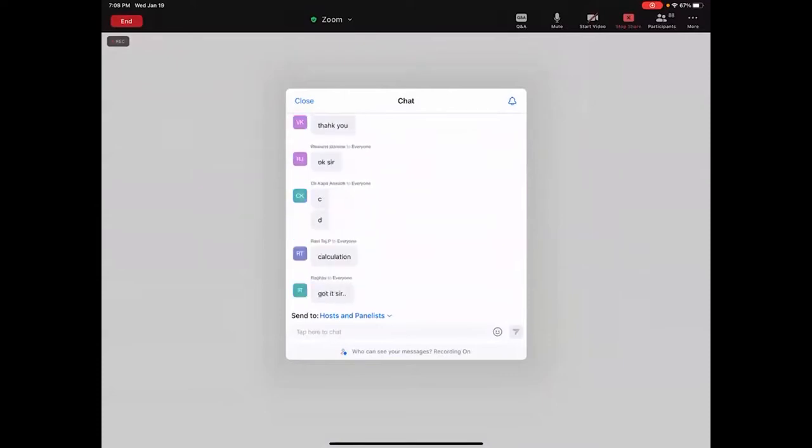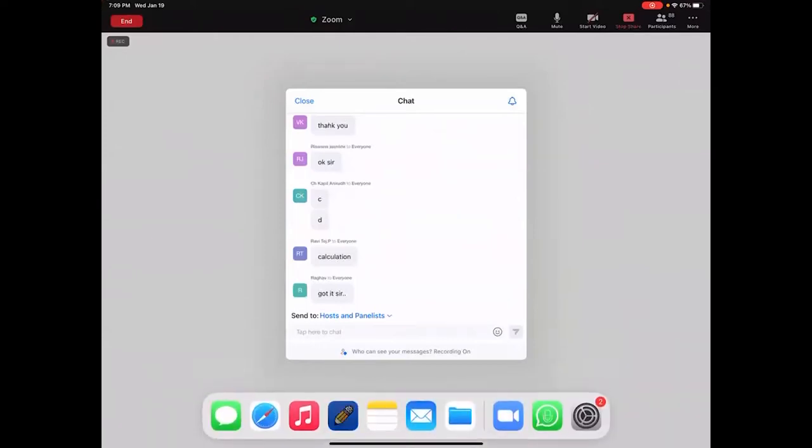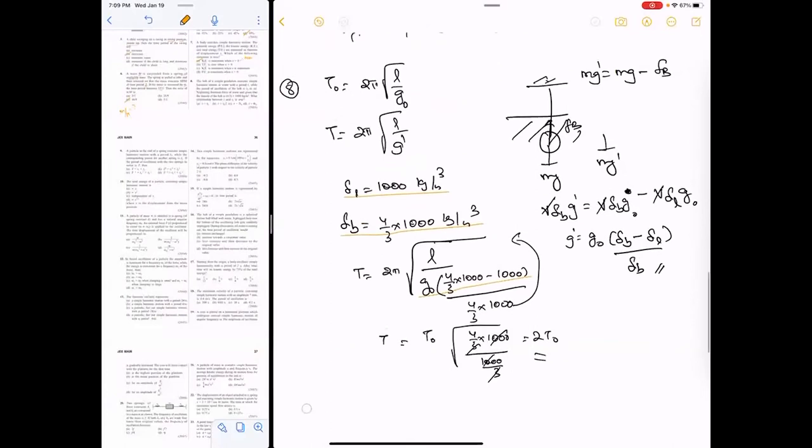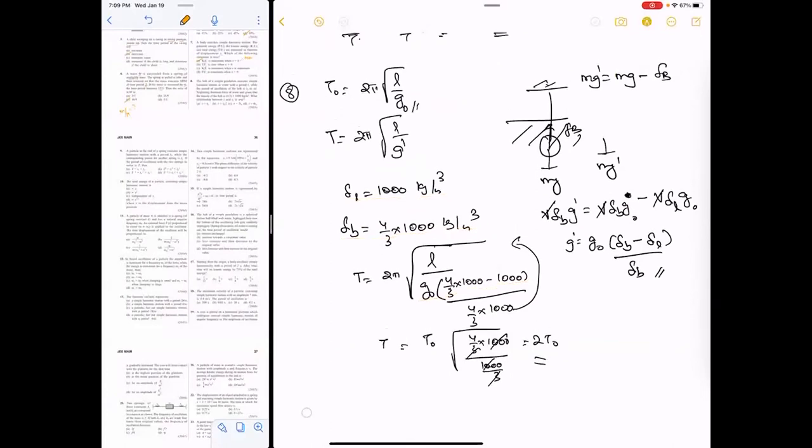Calculation. Okay, I'll recap that. So if you have any question, let me know. So normally time period is 2π√(L/g naught). Thanks for taking that off. Time period is 2π√(L/g'). This is g effective. So why is this changing? When we are immersing the ball inside the water, g effective is changing.